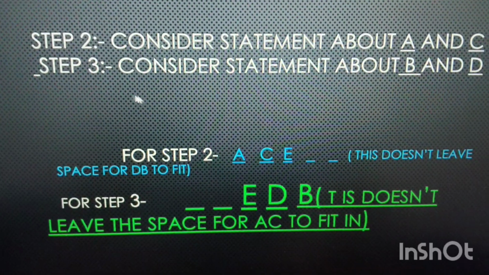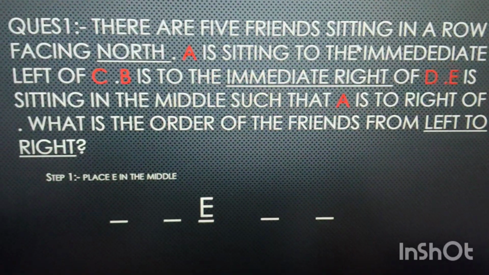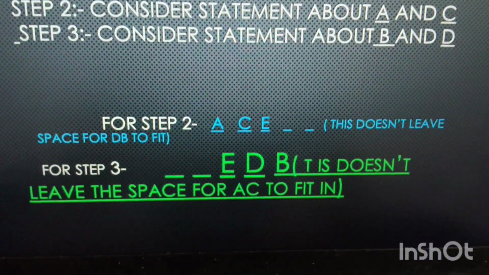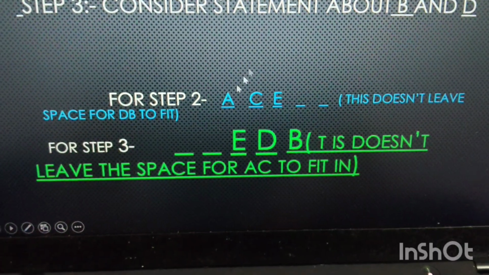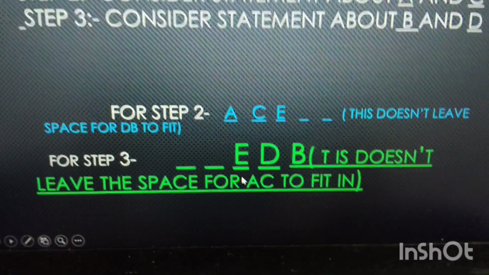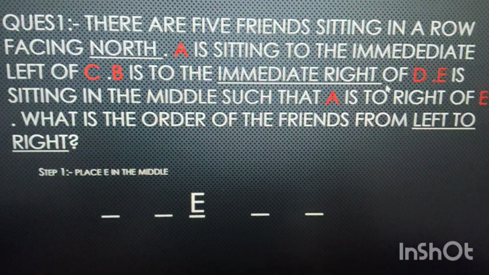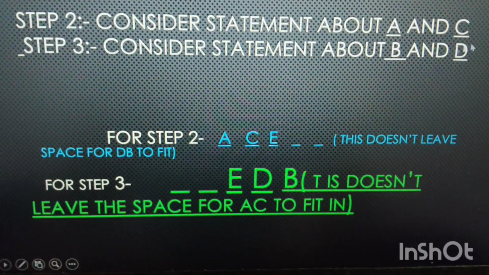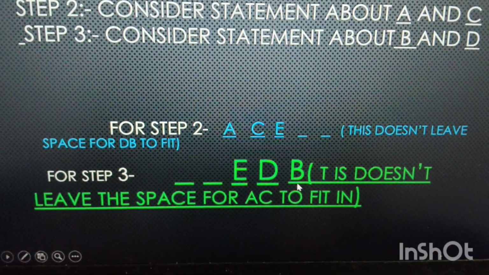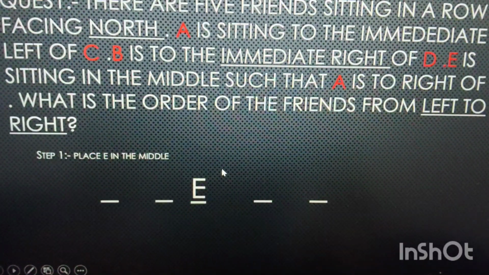So considering step 3 now. Consider the statement about B and D. What was the statement? B is to the immediate right of D. So for step 3, neglecting step 2, make those 5 spots, place E in the middle as was given, then D and B. B is sitting to the immediate right of D. So I have placed D to the right of E and B to the immediate right of D. So these are the first 2 steps that we make.